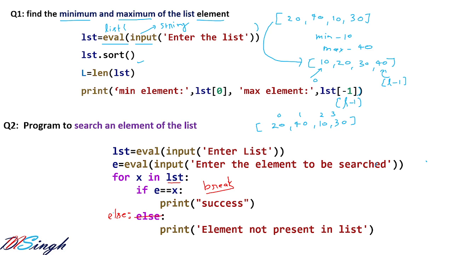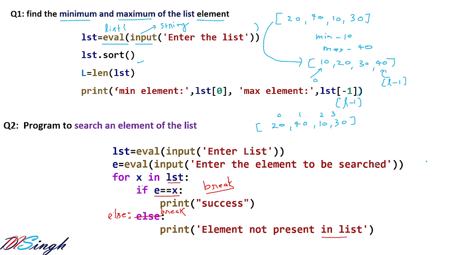If somewhere we get this particular situation, then we will print success, and we will break it right there. Otherwise, if this element is not present in the list, this particular condition will never be satisfied, and control will come to the else part, and element not present in the list will be printed.